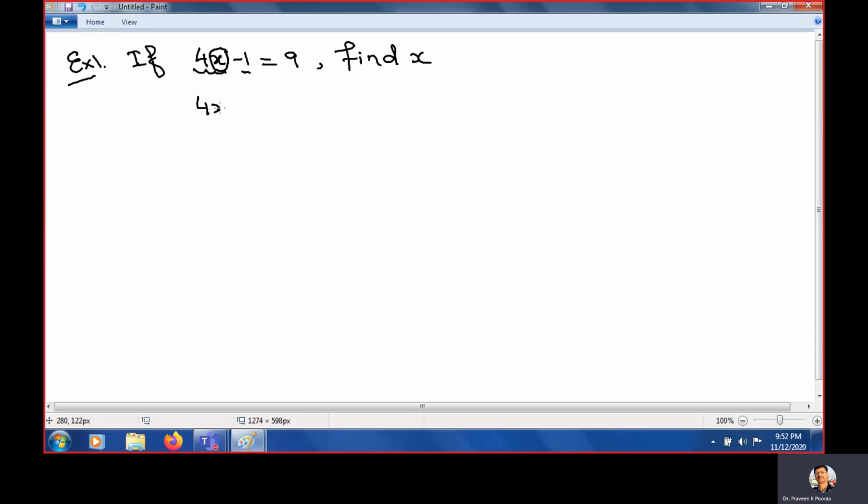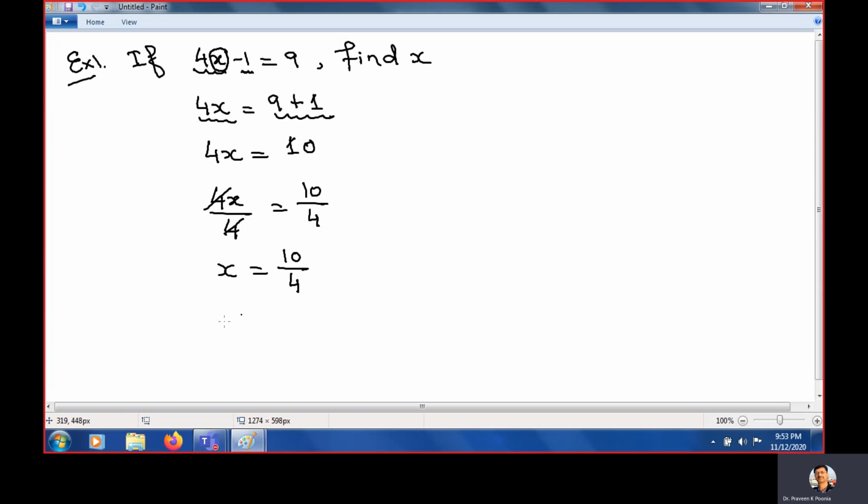So how are we going to solve? First you need to put all the constants in one place: 4x, the variable term, on one side and the constant term on the other side. So 4x equals what? 9 plus 1. 9 plus 1 is 10. Clear? Now divide by 4. 4x upon 4 is equal to 10 upon 4. Now 4 cancelled by 4, so x is equal to 10 upon 4.